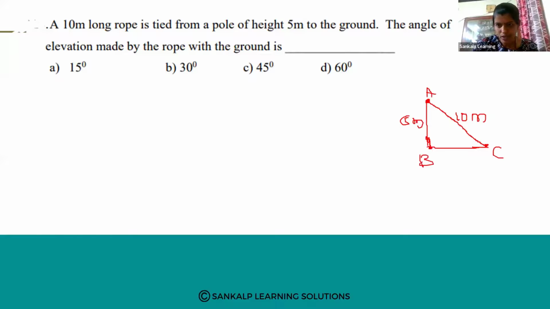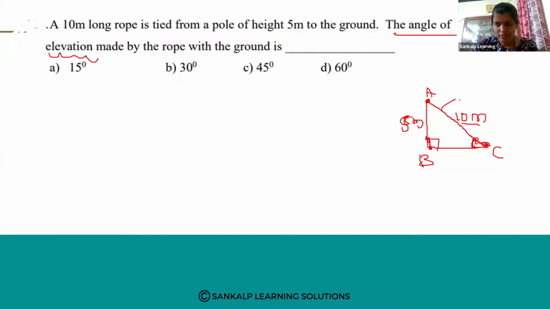So height of the pole is 5 meter and length of the rope is 10 meter. And we need to find out the angle of elevation made by the rope with the ground. So the rope is here with the ground. When it forms with the ground, we get the angle of elevation here. So angle of elevation we need to find out. Yes. So here also at point B it makes an angle of 90 degree. Yes or no?